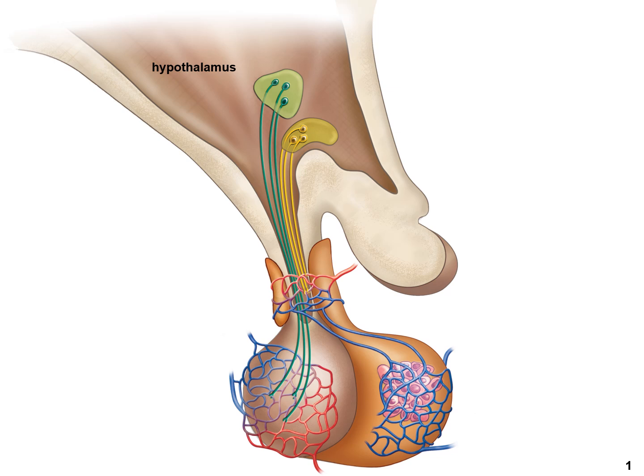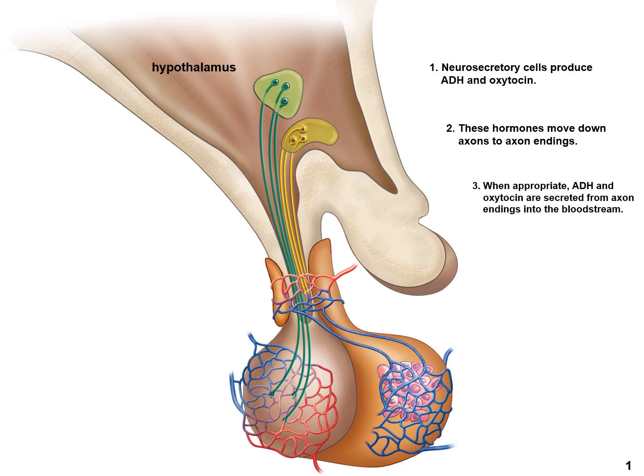And so let's take a look at how this works. The first thing that happens is that neurosecretory cells produce ADH, or antidiuretic hormone, and oxytocin. These hormones are represented by the green dots. They'll produce them in the cell bodies, and as you can see, these hormones will travel down the axons to the axon endings. When the situation calls for it, ADH and oxytocin are secreted from axon endings into the bloodstream.